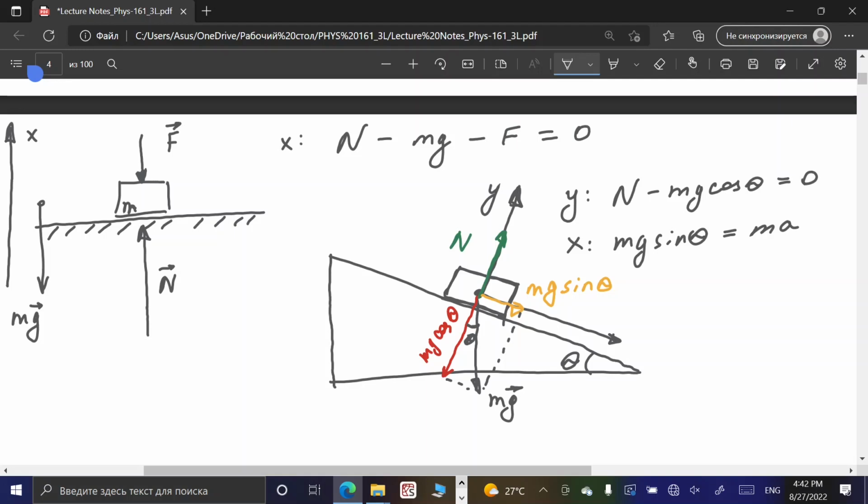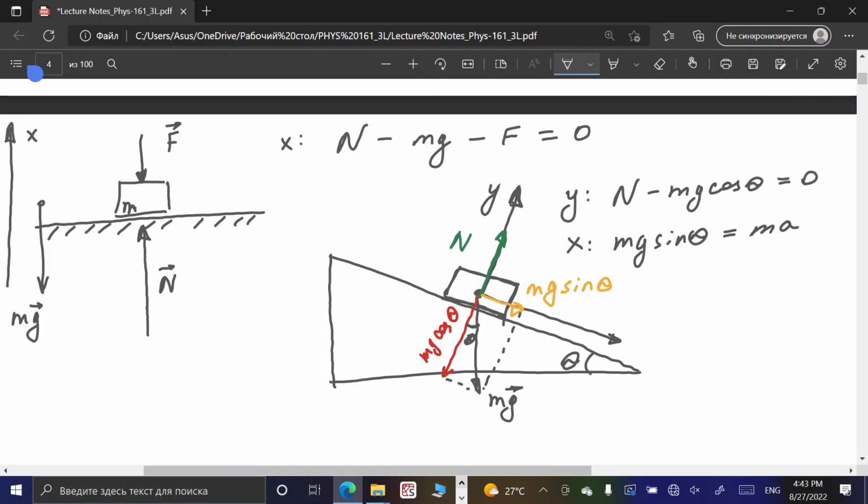The component of weight along axis y is compensated with the reaction of the inclined plane. This reaction is always perpendicular to the surface of the inclined plane. And we don't have any motion of the object in the direction of y. So that's why here they are compensated. We have zero on the right side. However, if we consider axis x along the inclined plane, there is nothing to compensate this fraction of the weight vector, and since we consider friction equal to zero, this results in acceleration, but acceleration happens only along axis x.